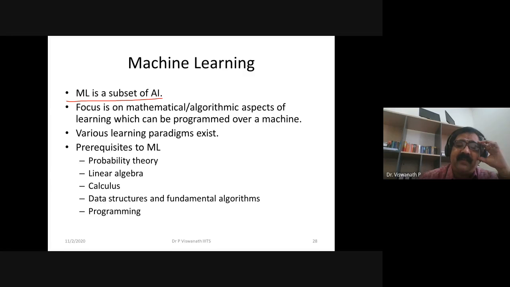There are various learning paradigms, and if you want to become an expert in machine learning, then some prerequisites are there. If you have some proficiency in probability theory, linear algebra, calculus, algorithms, and programming, then you can become an expert in ML by working for a few months, like 3 months or 6 months.